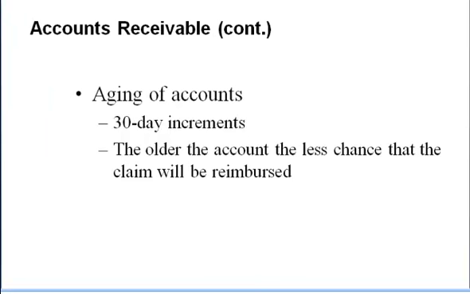Aging of accounts is maintained in 30-day increments, 0 to 30 days, 31 to 60, and so on. Facilities monitor the number of accounts and the total dollar value within each of these increments. The older the account, or the longer the account remains unpaid, the less chance the facility is going to receive reimbursement for that encounter.